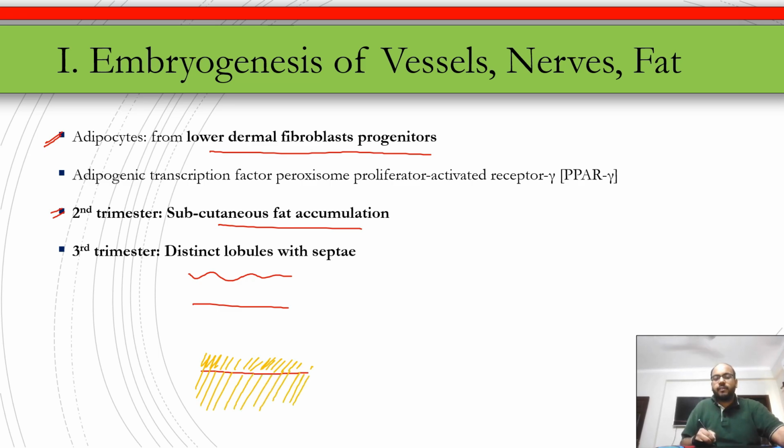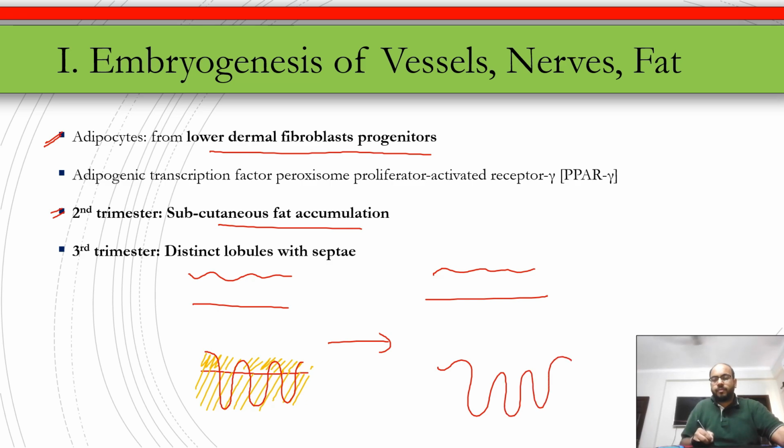Clear? By the end of third trimester, the dermis will invaginate inside, and these will form septa. And eventually you will see the adult pattern of septolobular subcutis. So this is a lobule while this is a septa. So septolobular subcutis is formed like that. Just remember that adipocytes are derived from lower dermal fibroblast progenitors. Clear? Let's move forward.